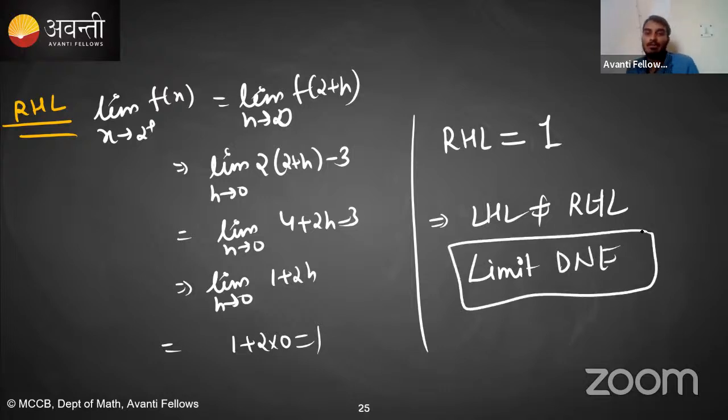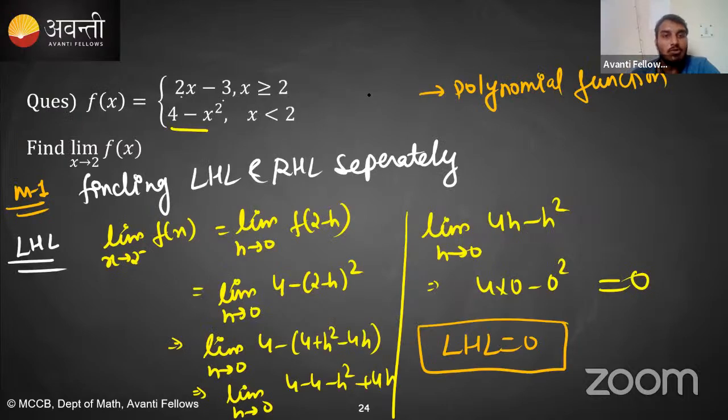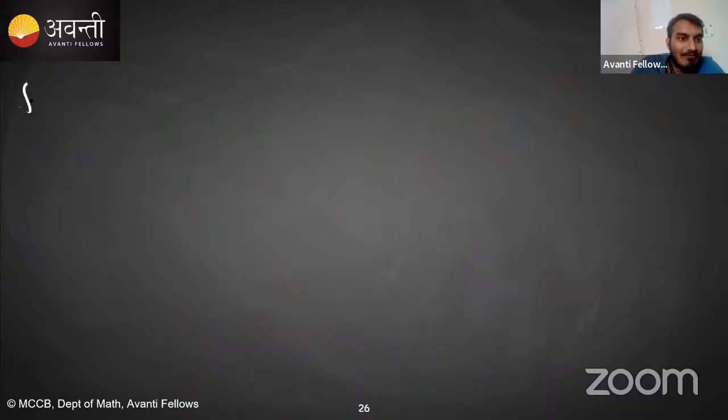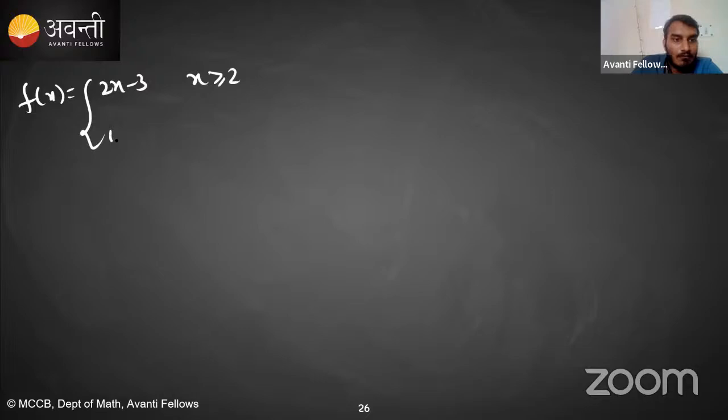Is this clear? So this is what I have shown you by finding the left hand limit and right hand limit separately. Now, since it is a polynomial function, as I was saying, you don't need to find the left hand and right hand limit separately. You can directly find the limit. So what is f of x? f of x is 2x minus 3 when x is greater than or equal to 2, and 4 minus x square when x is less than 2.